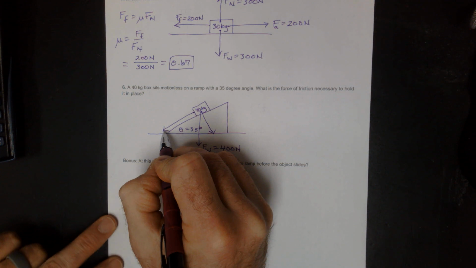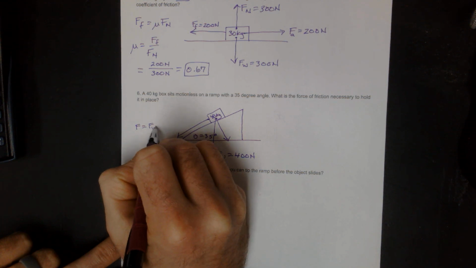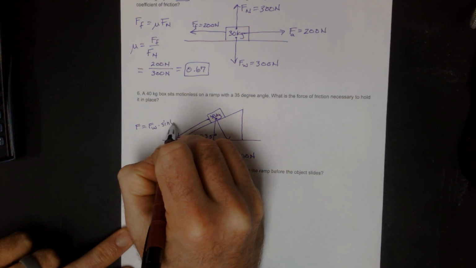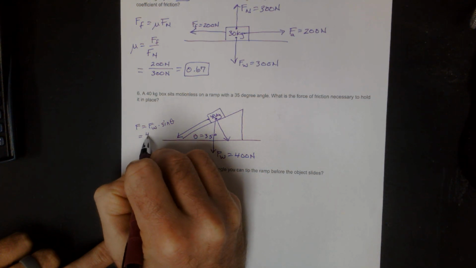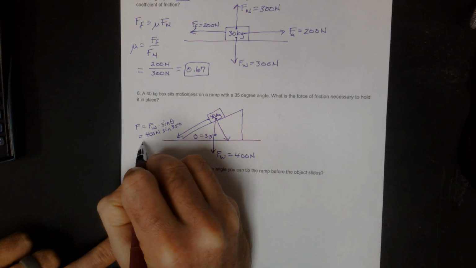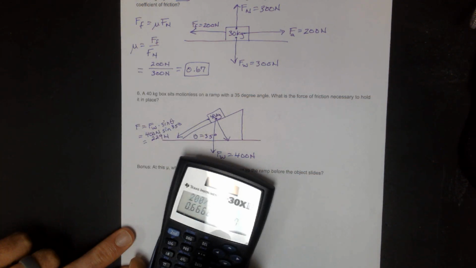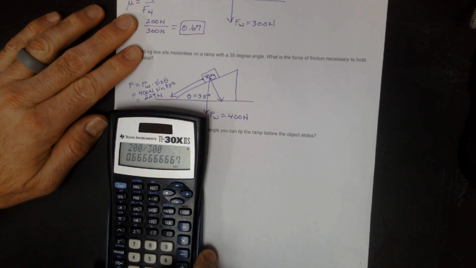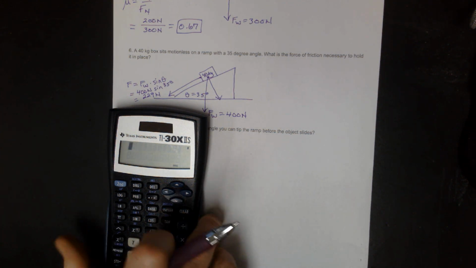And this force right here is going to be equal to the force of weight times sine of theta, or mg sine theta. So that's going to be 400 newtons times the sine of 35 degrees, and that's going to be 229 newtons. I'll go ahead and show that calculation on here. It's going to be 400 times sine of 35. So 229.4, we're just going to make it 229 for the purposes of this.